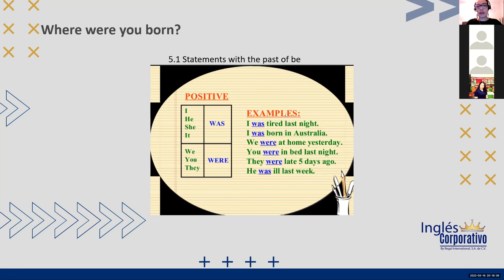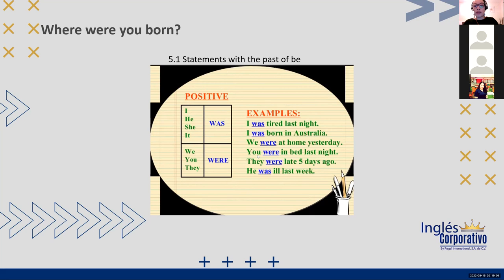Y tenemos algunos ejemplos aquí. I was tired last night. I was born in Australia. We were at home yesterday. You were in bed last night. They were late 5 days ago, and he was ill last week.